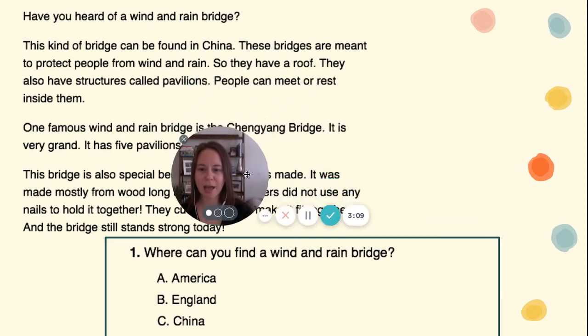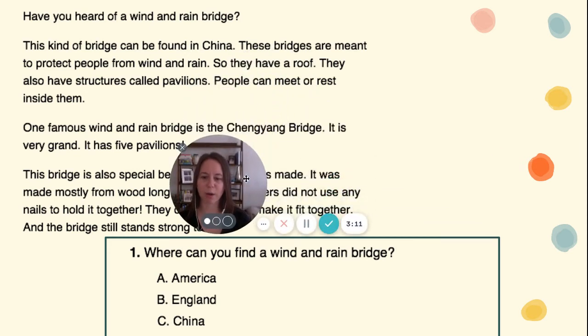Let's see. I want to figure out the answer to question number 1, which is, where can you find a wind and rain bridge? A, America, B, England, or C, China? I think I'll go back and look in the text to see if I can find one of those answer choices right there in the text. I'll know it's the right answer.